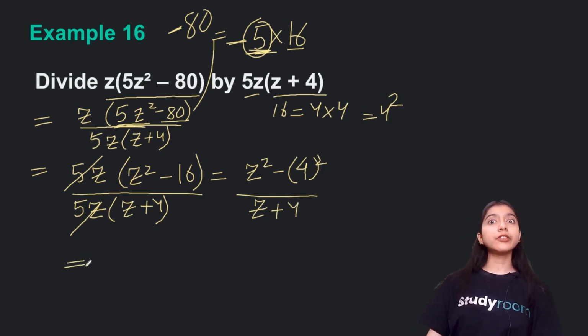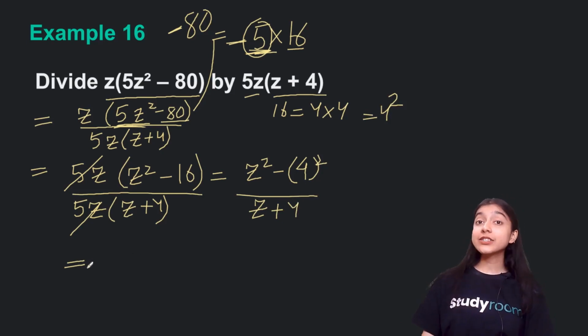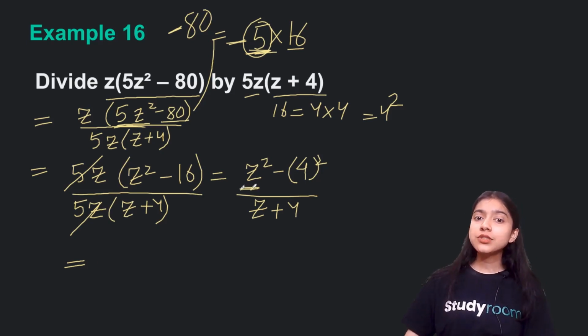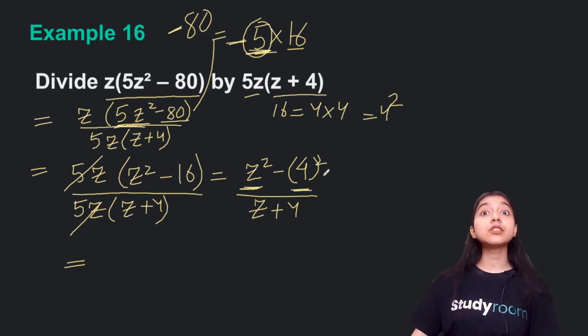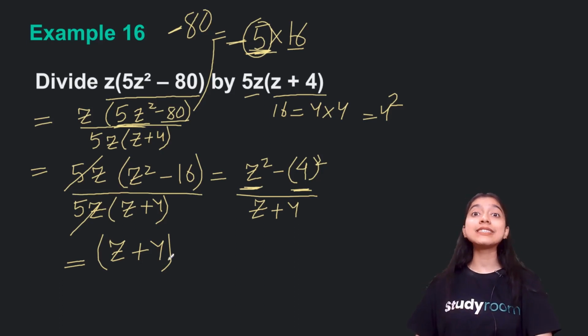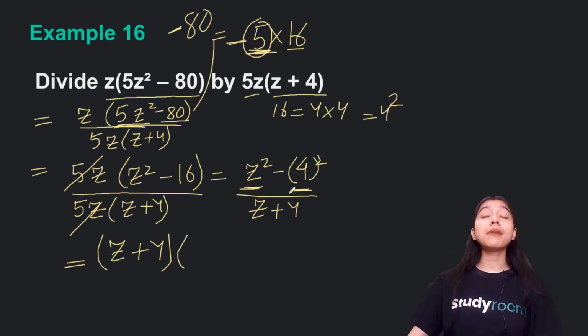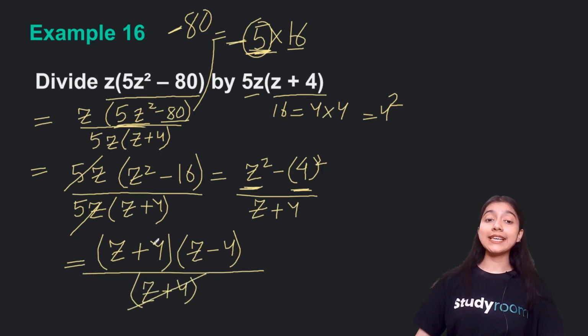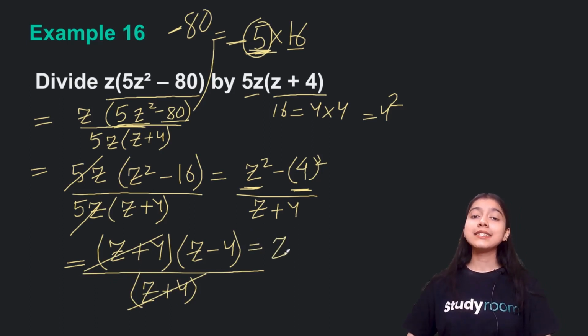Now we'll be using the third identity that I taught you, that is a square minus b square is equal to a plus b multiplied with a minus b. Can we use it over here? a square minus b square will be equal to a plus b multiplied with a minus b. a over here is z, so we'll have z plus b, that is plus 4, because b over here is 4, if I am comparing this with the standard identity. So z square minus 4 square will give me z plus 4 whole multiplied with z minus 4. Now in the denominator I have z plus 4. So this z plus 4 will get cancelled out with this z plus 4, leaving behind z minus 4.